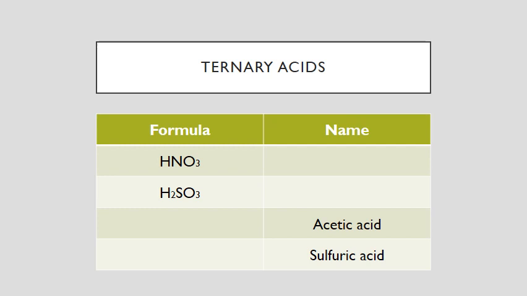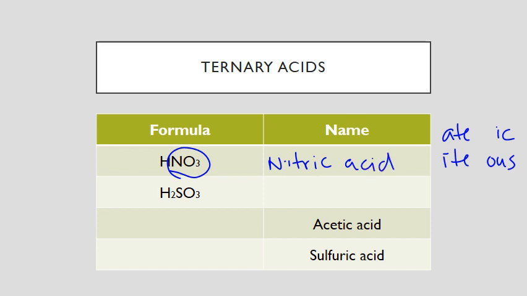Our first example is HNO3. When we write the names, remember we're really only concerned about the name of the polyatomic ion. So I'm going to look for NO3 on the back of my periodic table. NO3 is the ion nitrate. Remember ate changes to ic and ite changes to ous. So nitrate is going to change to nitric, and then acid. So HNO3 will be nitric acid.